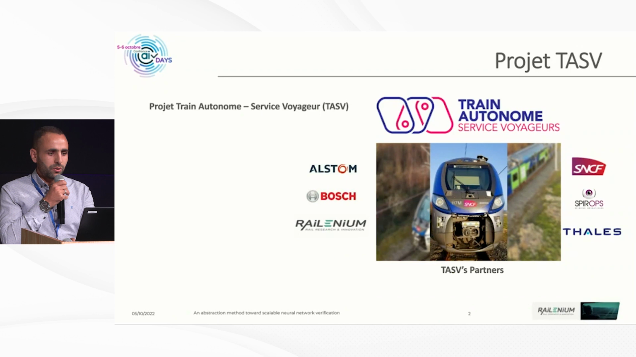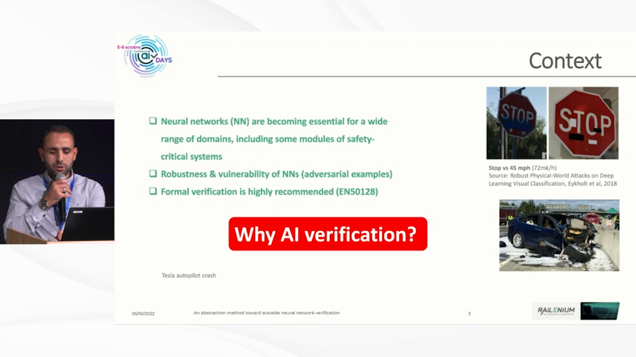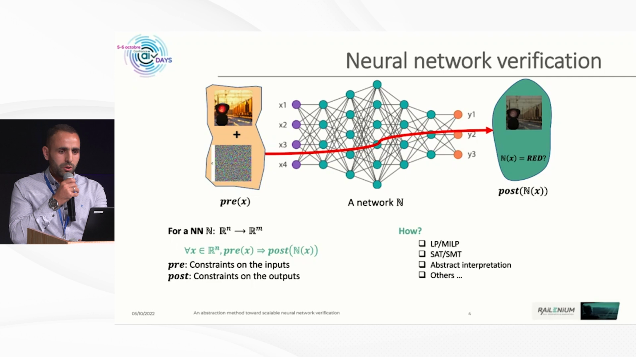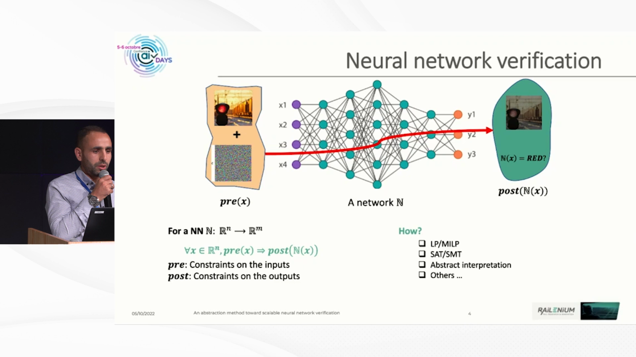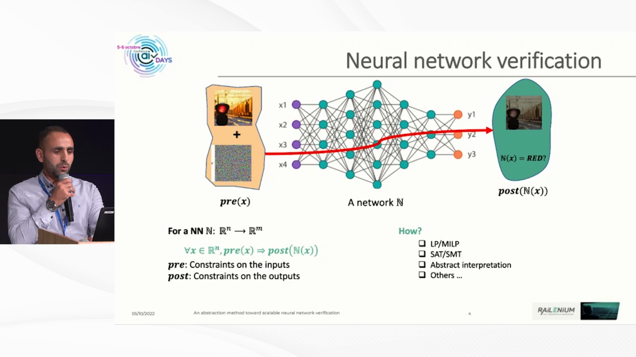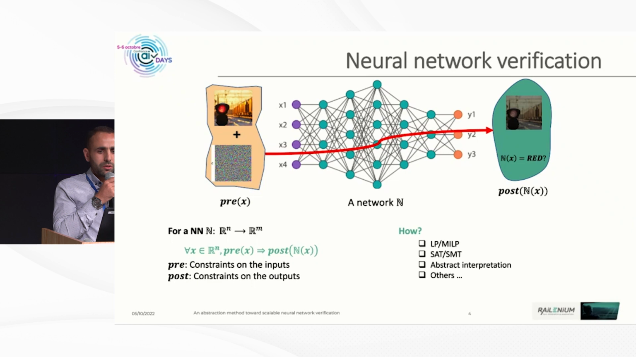As you know, neural networks are used almost everywhere, including some safety critical systems. However, they are not so robust and are vulnerable to adversarial attacks. First, let's start with the definition of formal verification of neural networks. We have some constraints on the inputs, and we want to verify that the corresponding outputs also satisfy the post constraints. There exist many methods for solving this problem based on LP, MILP, SAT-SMT, and others.